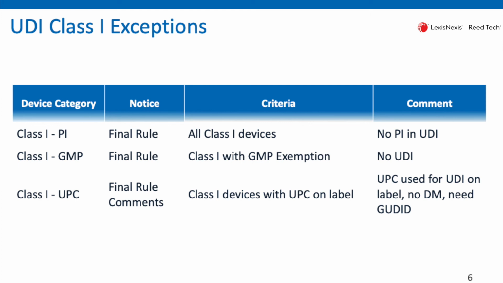And the third major note here is that in the event you distribute your product in a retail environment and make use of a UPC on your particular label, then that particular UPC identifier can be used as a device identifier and serve as the UDI. No direct marking is required for those particular devices in retail, but you still do need to make a report to the FDA's GUDID database.